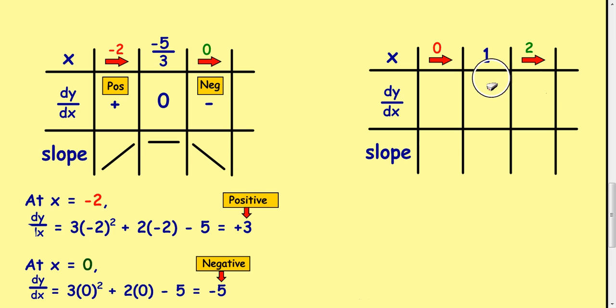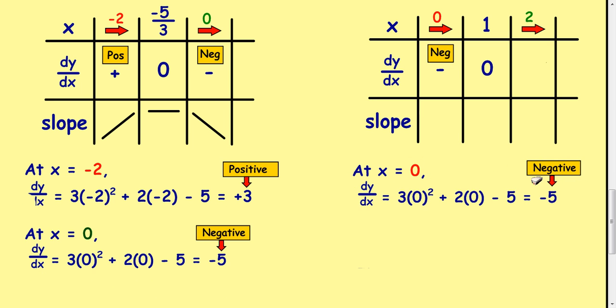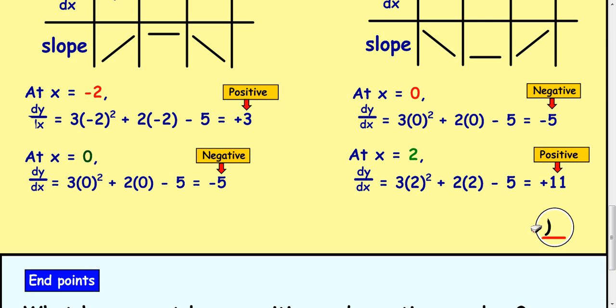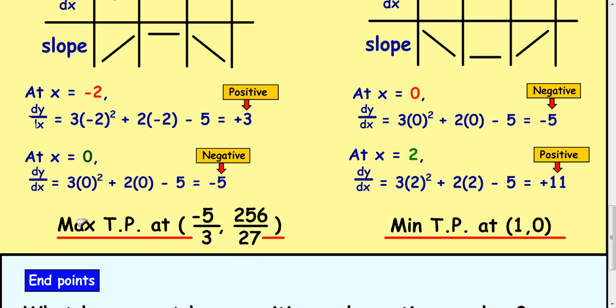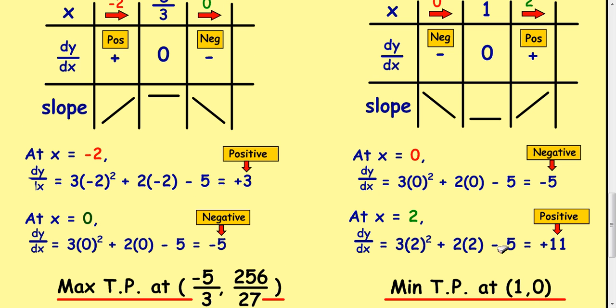Next, the gradient at point 1 is going to be 0. We've already worked out at 0 the gradient's negative. We can show that here. And at x equals 2, if we sub 2 in here and here, we get this, and plus 11, so positive. So a minimum turning point there at 1. So just to finish that off, maximum turning point at negative 5 over 3, 256 over 27, and a minimum turning point at 1, 0.